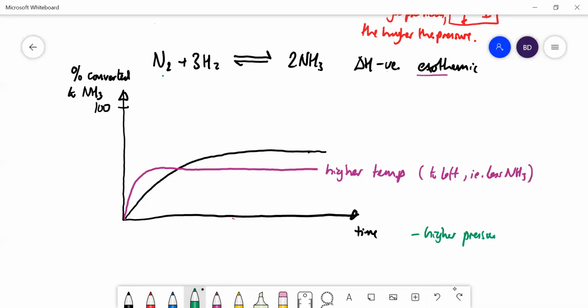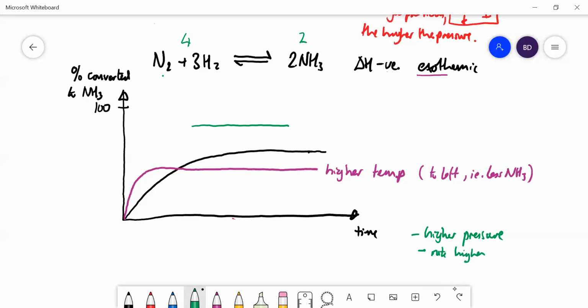Now, let's think, how will that do? We've said we've got 4 gas molecules on the left and 2 on the right. So with higher pressure, the equilibrium position will be more ammonia, so it's going to be up here. And can you think what would happen to the steepness? Well, if you've got higher pressure, the gas molecules are all closer together, so they're more likely to collide. So the rate would be a bit higher.